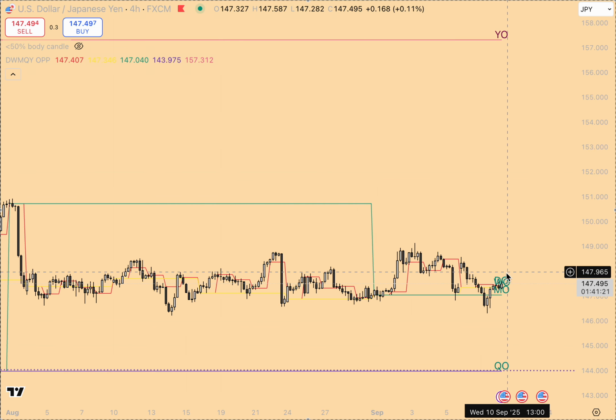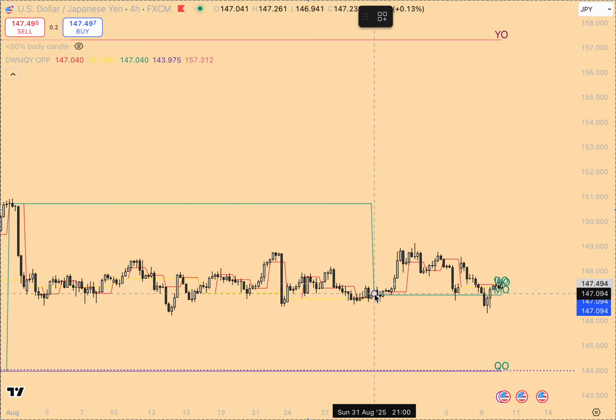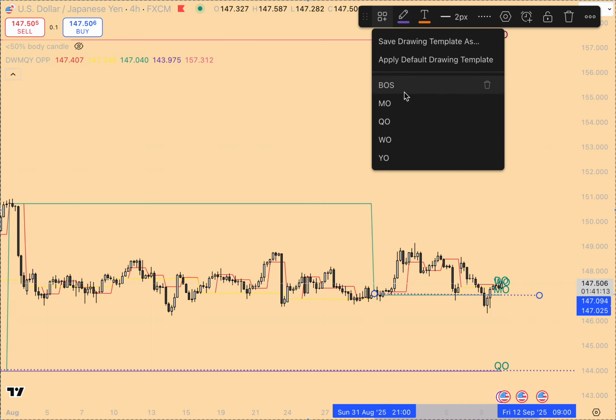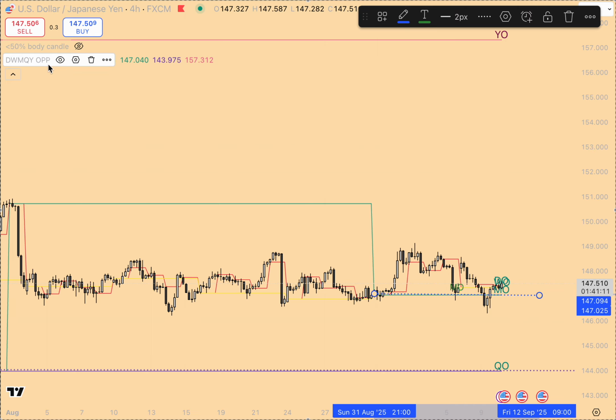See, this is also our monthly open with our weekly open, so you can see, right, these areas are quite beautiful to trade off of, guys. Beautiful to trade off of.